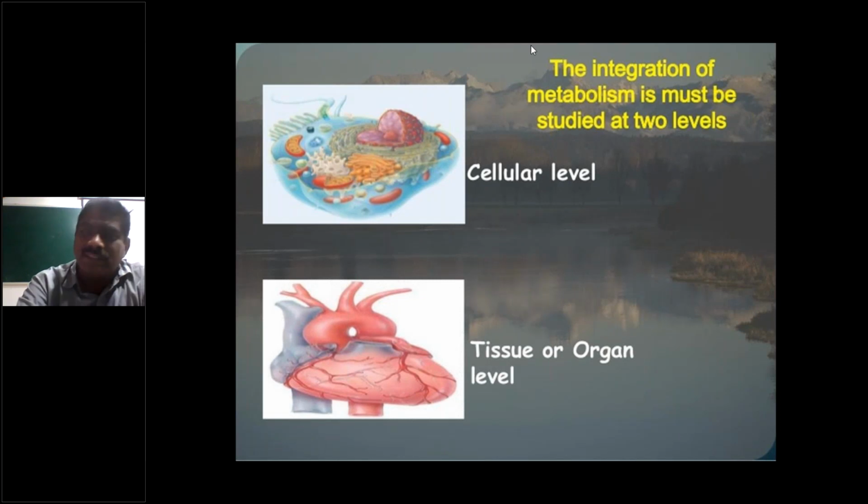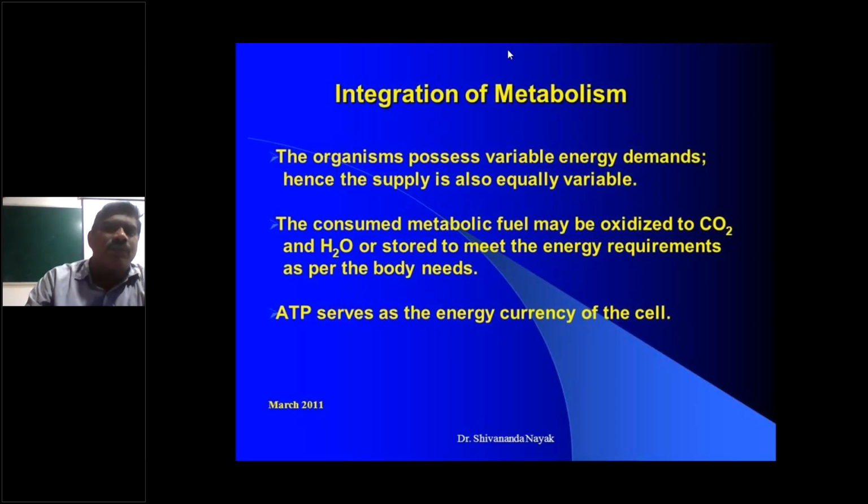Intermediate metabolism takes place at two levels. One is at the cellular level, and the second is at the tissue or organ level. So we have to see both the organ level as well as the cellular level. Here the organisms possess variable energy demands, hence the supply is also equally variable. The consumed metabolic fuels may be oxidized to carbon dioxide and water, or stored to meet the energy requirements as per the body's needs. ATP serves as the energy currency of the cells.